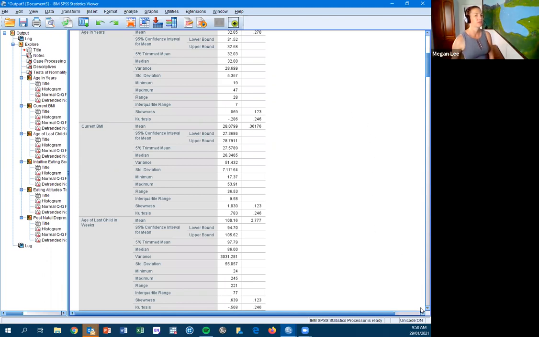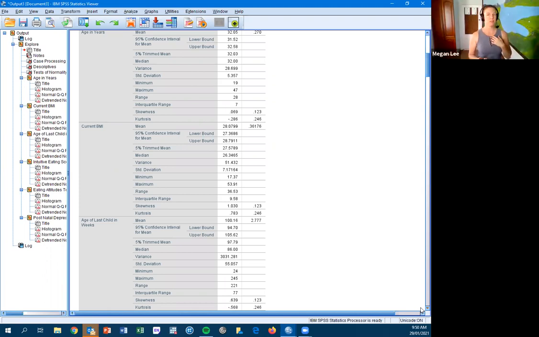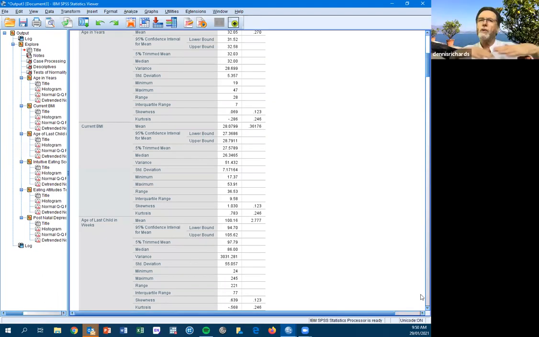And kurtosis? Kurtosis is how high or how flat the data set is. We don't really use kurtosis very much anymore. I've never used it in a data analysis, but it just tells you how high or how flat the curve is. Okay, thank you. No problem.